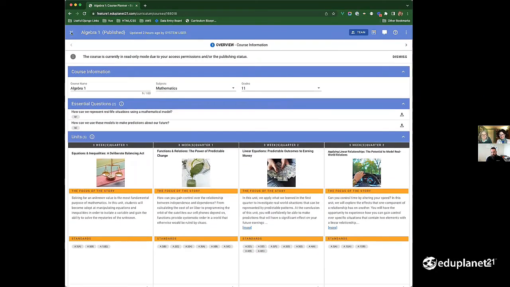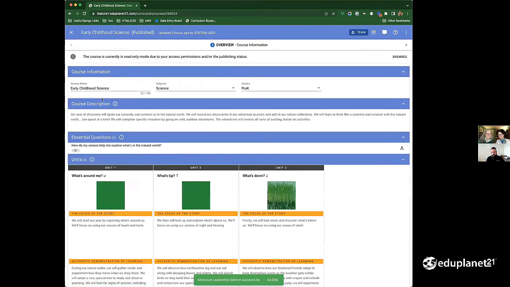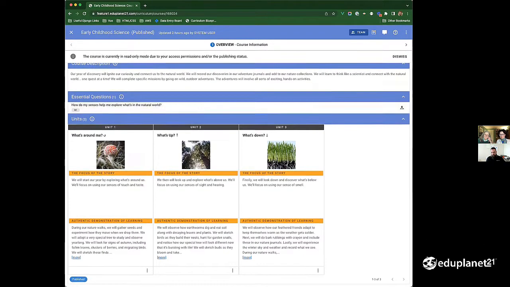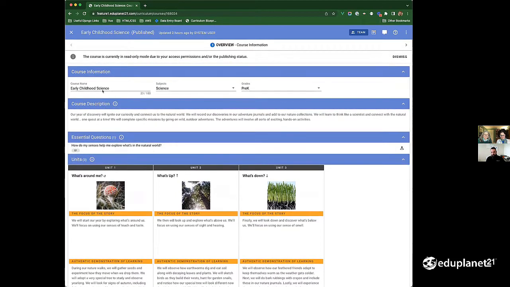All right, so to show you another example that we also created there. This is early childhood science. So again, slightly different here. We've got a course description as well as the essential questions on the course. And then when we drill down into the units, we have the focus of the story, and then again, authentic demonstration of learning, a free text field that can be filled out on a unit basis. So as you can see, these are quite flexible based on the needs and what you want to display in the storyboards. We're able to cater for that.